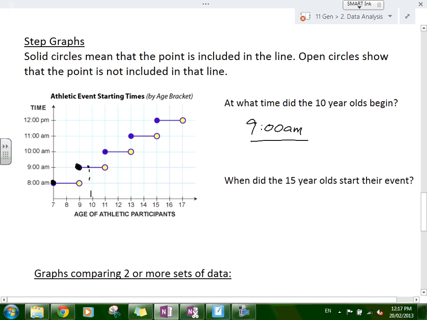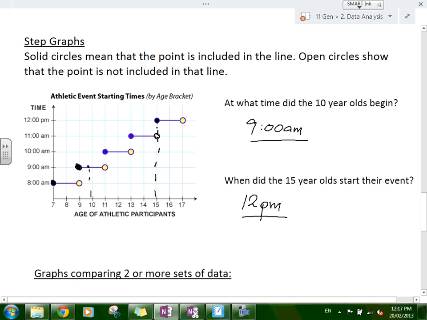Yeah, so we follow up from 15. If we go up here, we don't count this one because it's open, so we go up to the closed dot, and so that's 12 p.m. Okay? So at noon they started their events. So that's the way that we read those.